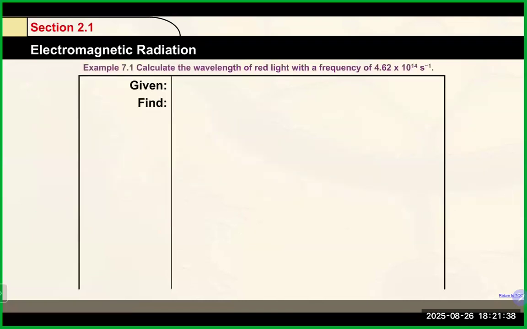All right, so why don't you try one here? Calculate the wavelength of red light with a frequency of 4.62 times 10 to the 14. Let's do it in nanometers. Why not? Good reminder: nano is 10 to the minus 9. So see what you come up with on that.